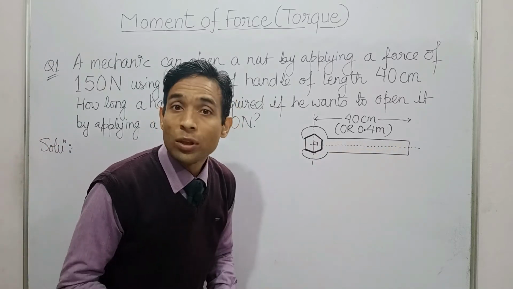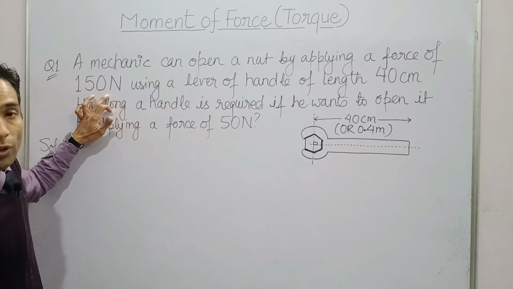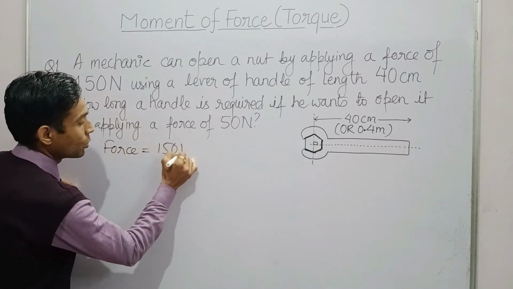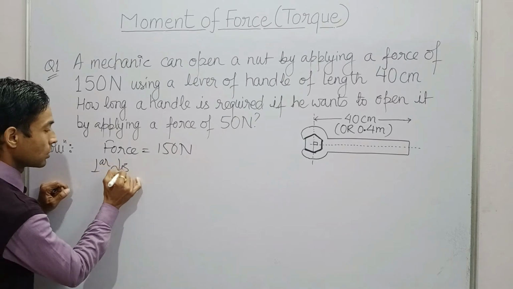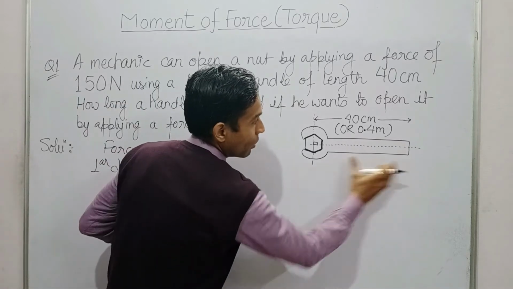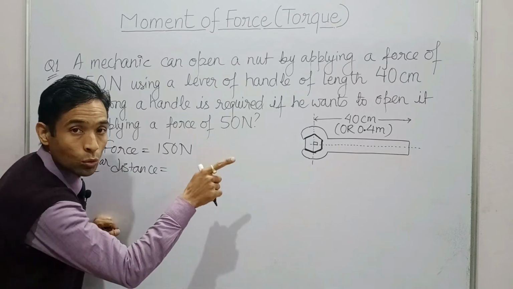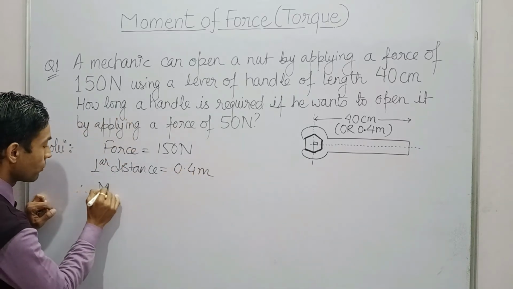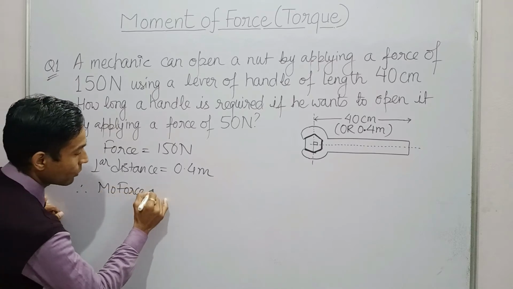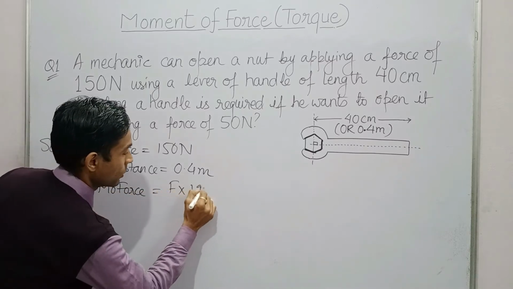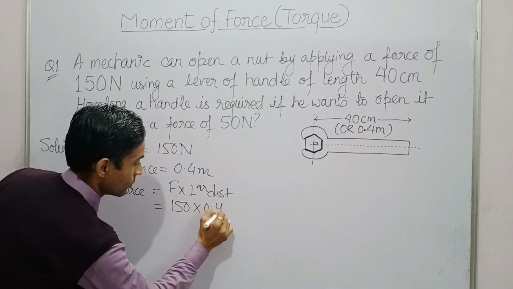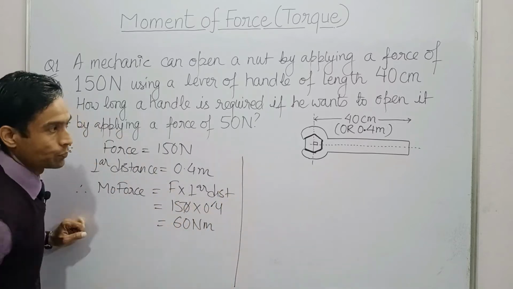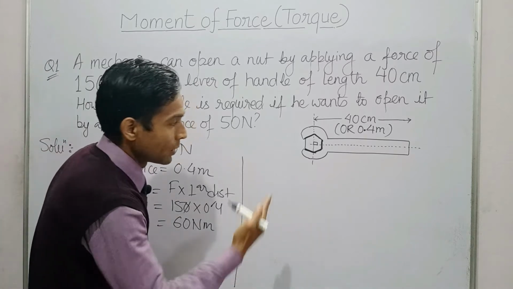So first of all, let's find out the turning effect of force using the force 150 Newton. So here force is 150 Newton, perpendicular distance here will be 40 centimeter, which we are going to convert into meter, 0.4 meter, and therefore moment of force or turning effect of force or torque is 60 Newton meter.